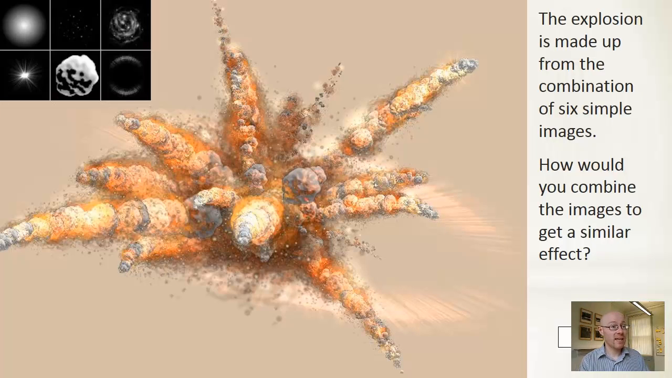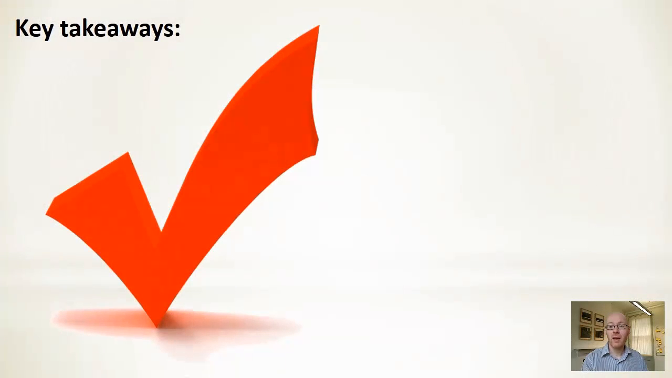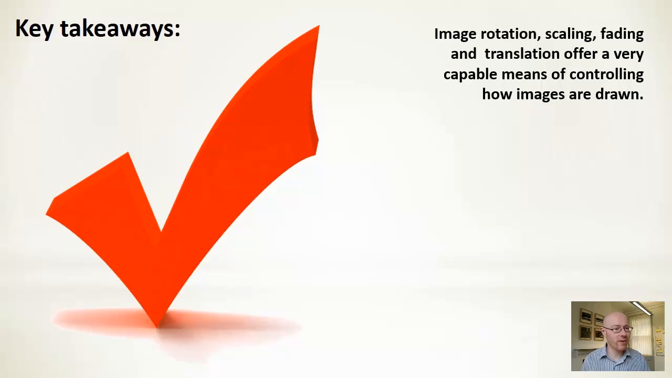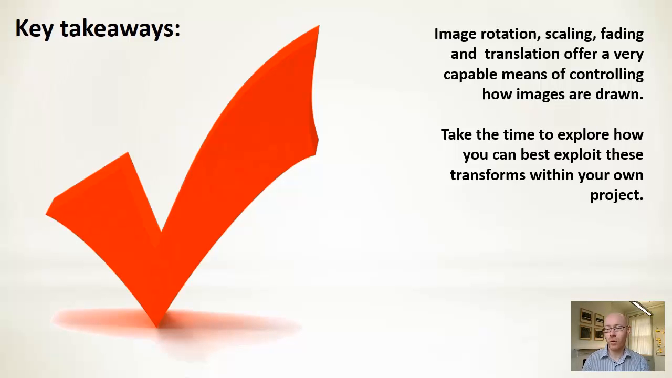So by way of key takeaways, we've got a couple of them. Image rotation, scaling, fading, translation, they offer you a very, very capable way of controlling how images get to be drawn. It is a very powerful toolkit. Do take the time to think about the types of images that you will have in your game, how you maybe can combine them using these transformations, and how you can best exploit those by way of improving the visual impact that's inherent within your particular game.